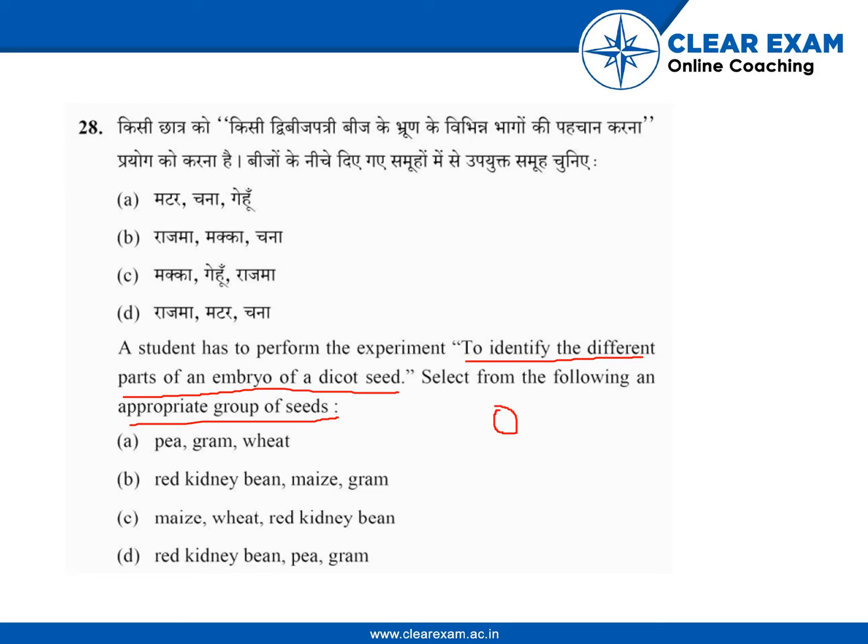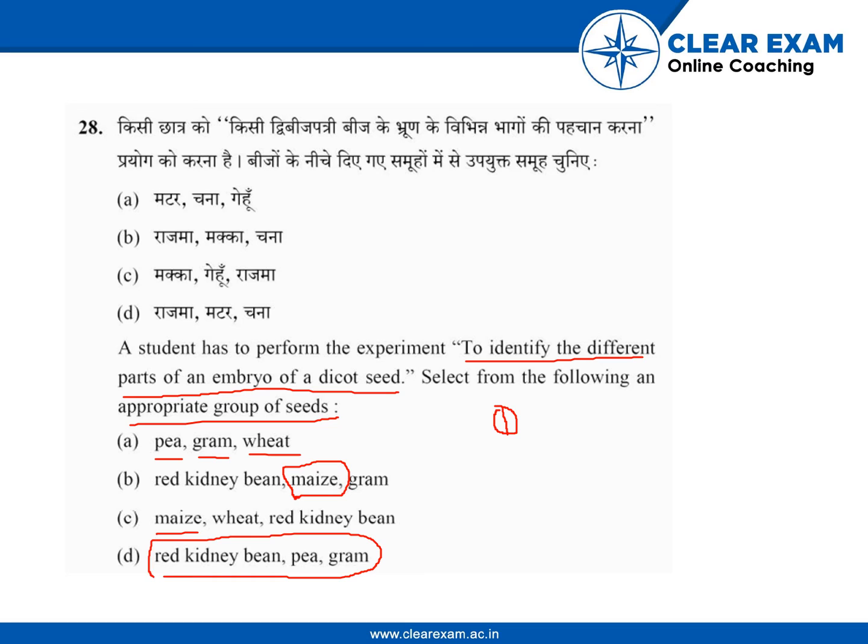That is, a seed that can be divided into two parts. And if you see, pea is naturally in two parts, gram as well, but wheat is a single seed, so it cannot be the correct answer. Similarly, maize is not the correct option for this because it is also a single seed. Similarly, this for option C. So by elimination we can see the correct answer to the question is option D.